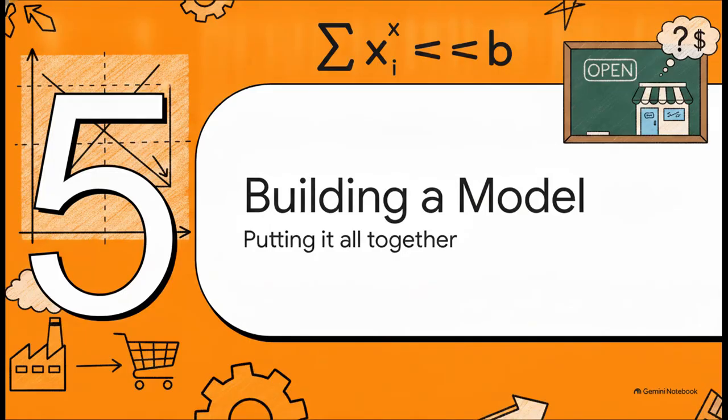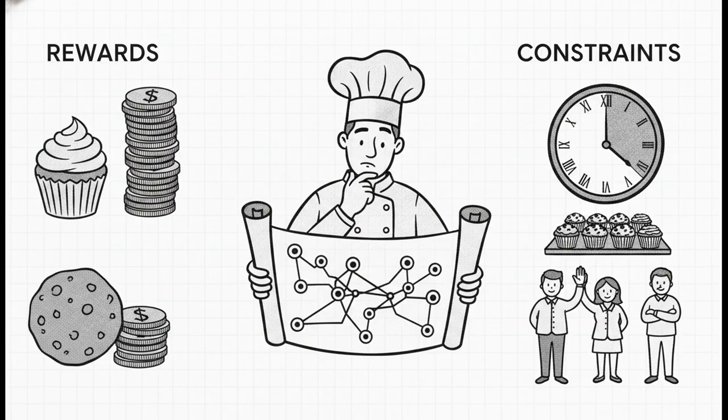Okay, section 5, building a complete model. This is where we finally put it all together. Here is our scenario. We've got a local bakery trying to maximize profits on cupcakes and cookies. They earn 15 pesos per cupcake and 10 pesos per cookie. But here's the catch. They are severely limited by a 300-minute baking window for the day, and they know from their market research that they cannot sell more than 40 cupcakes. Plus, a cupcake takes 5 minutes to bake, while a cookie takes 3 minutes. So how on earth do they optimize this?